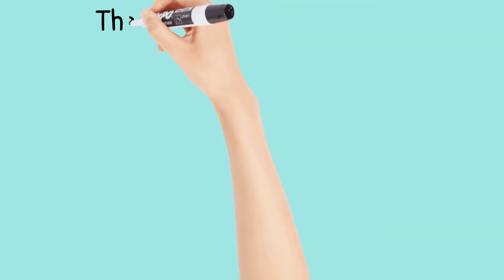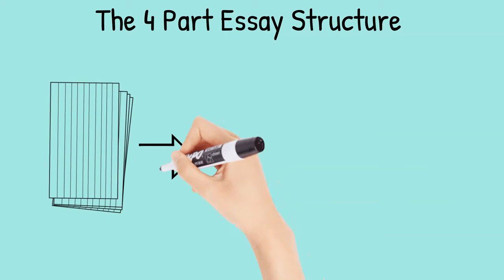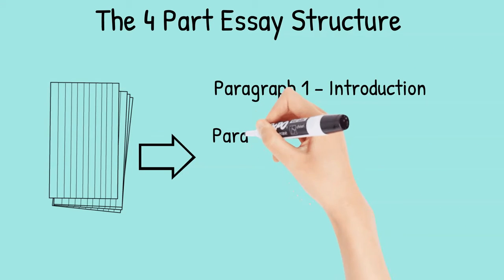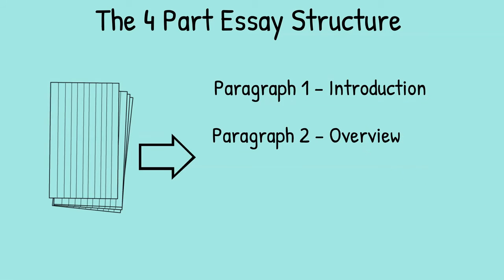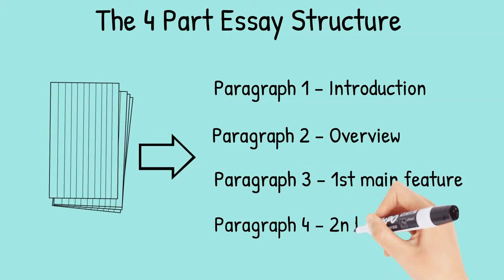Before we begin, here's a model essay structure that you can use as a guideline for all IELTS Academic Task 1 questions. Ideally, your essay should have 4 paragraphs. Paragraph 1, that is the introduction. Paragraph 2, overview. Paragraph 3, the first main feature. And paragraph 4, the second main feature. We now have everything we need to begin planning and writing the table chart essay.